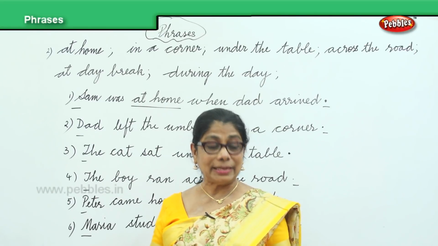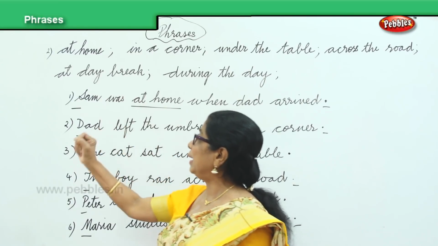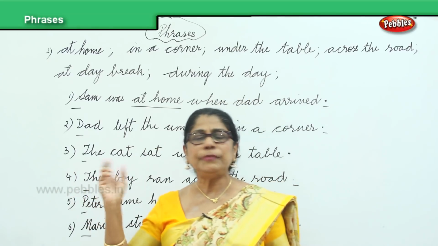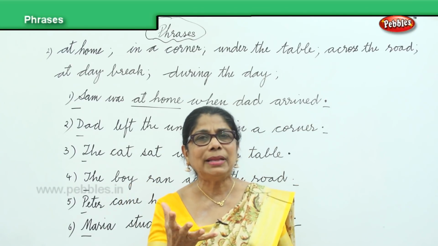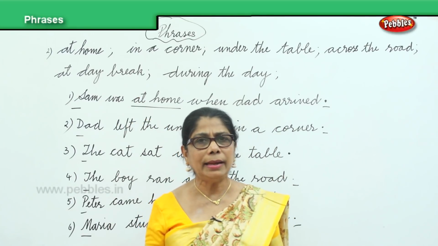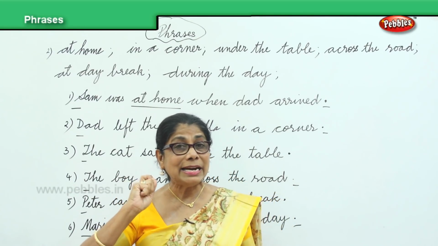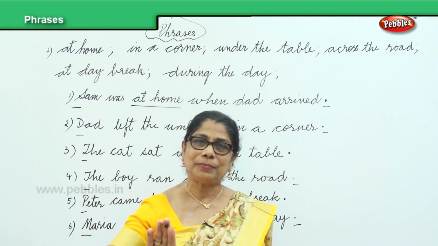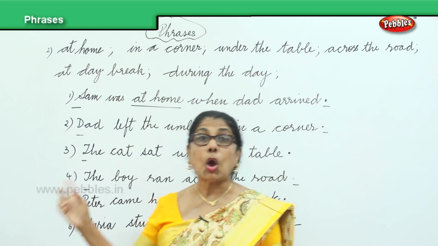Now we'll do some more exercise for you to understand. Now, you also need to look at these: at daybreak, during the day, in a corner, at home. If you look at these, it does not have a verb. What is a verb? A word that does some action. When you say at daybreak, beginning of the day, what happened? Where is the verb? No verb. Now, in a phrase, there is no word, no one doing an action. The verb, a doing word, is the important part of a sentence.